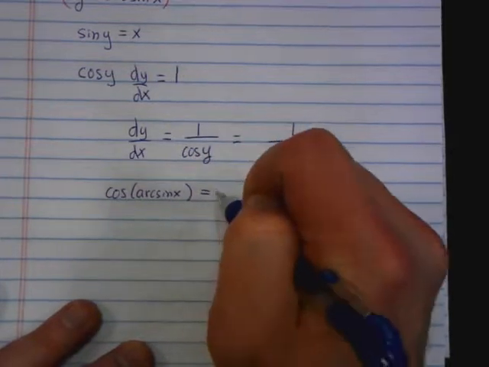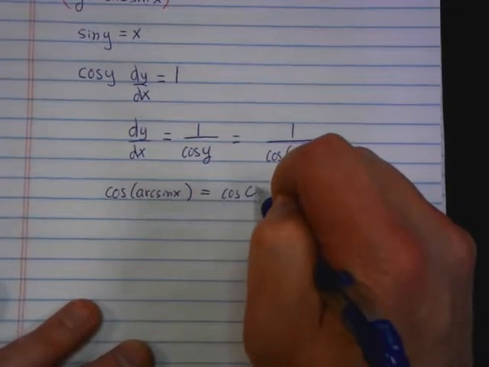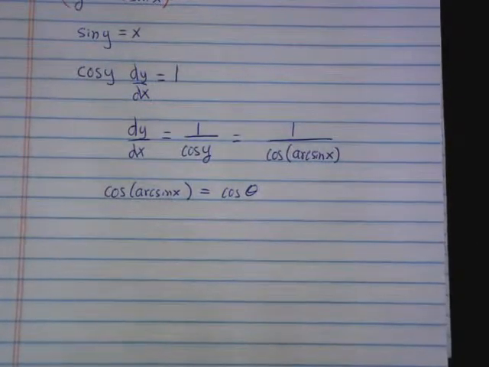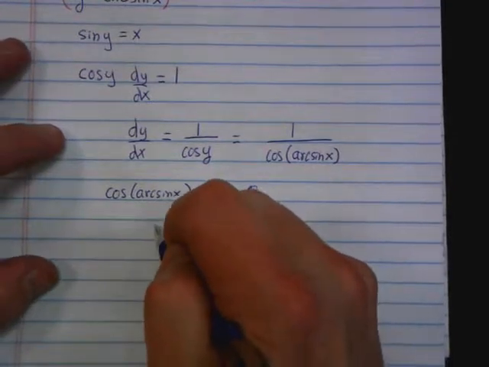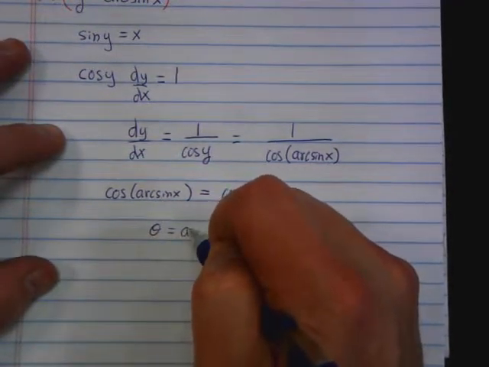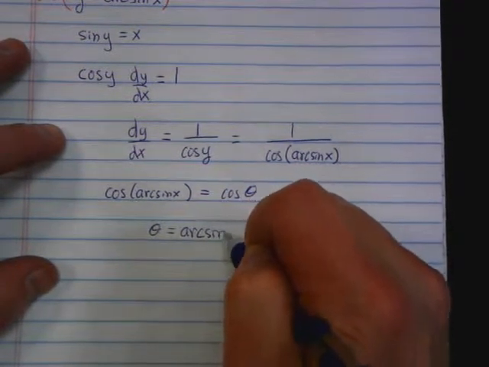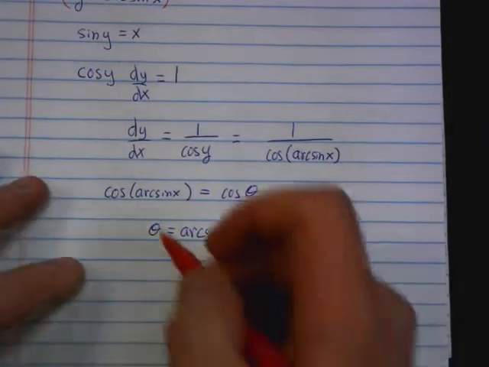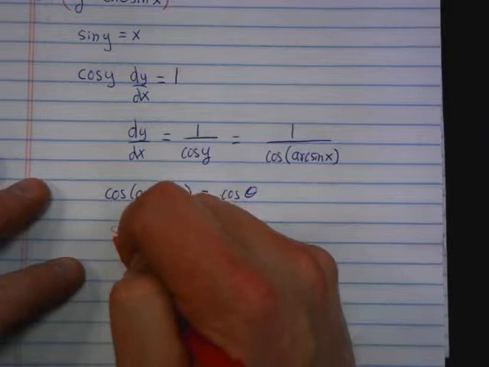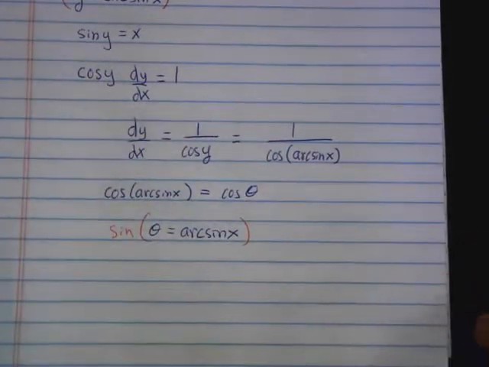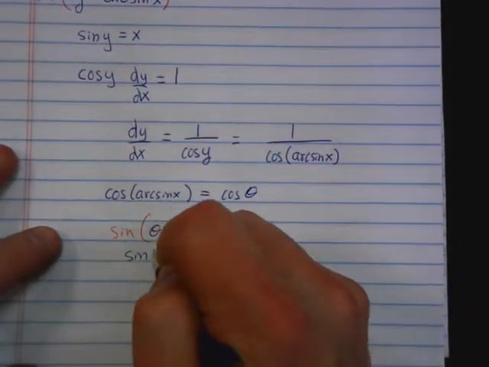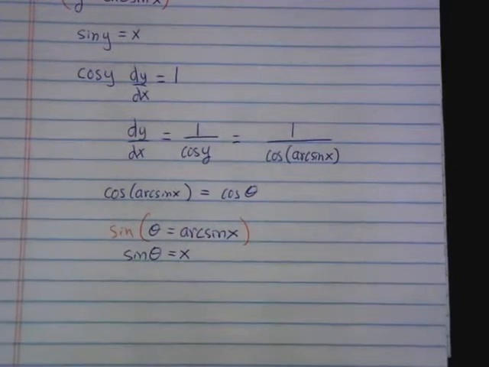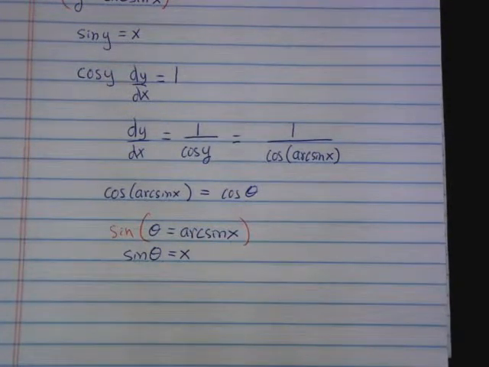I'm going to do just like I was doing a few minutes ago. I'm going to call that cosine of theta. And what can you tell me about theta? Theta is the arc sine of x. Apply sine on both sides of that. Sine of theta equals x. So that's why I didn't just pick x before, because I knew we were going to do this one anyway.